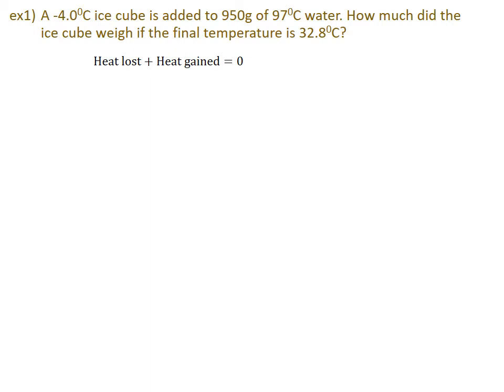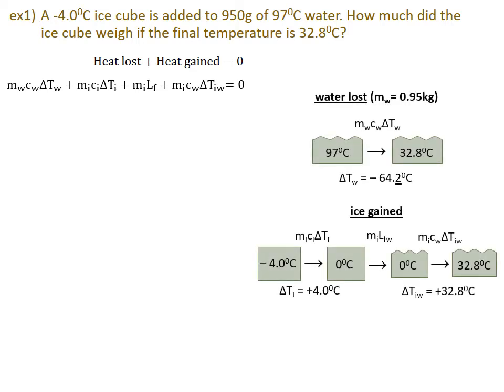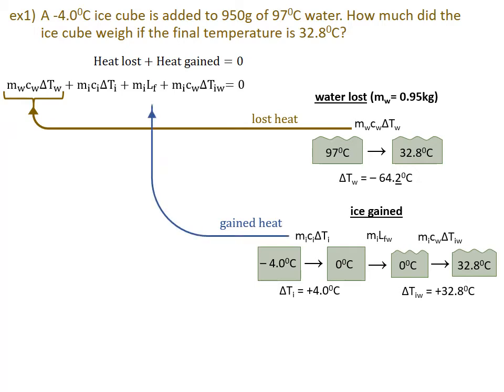So our heat loss plus heat gain becomes MWCW delta TW plus MICI delta TI plus MILF plus MICW delta TIW equals 0. Now where did that come from? Well, our picture here, we said that the water lost heat, so the MWCW delta TW is what lost heat. And who gained heat? Well, it was the ice as it increased in temperature, and then it melted, and then it increased in temperature again in the form of water. We add that all together, that's going to give us a total of 0.